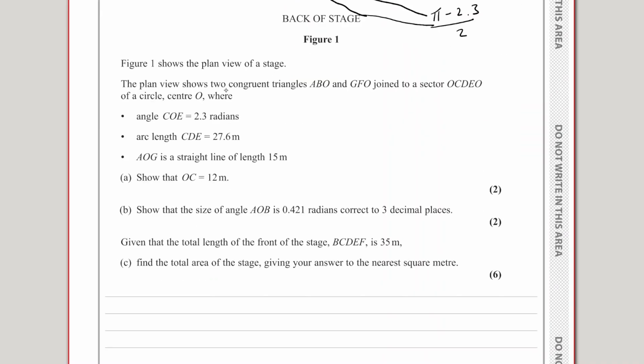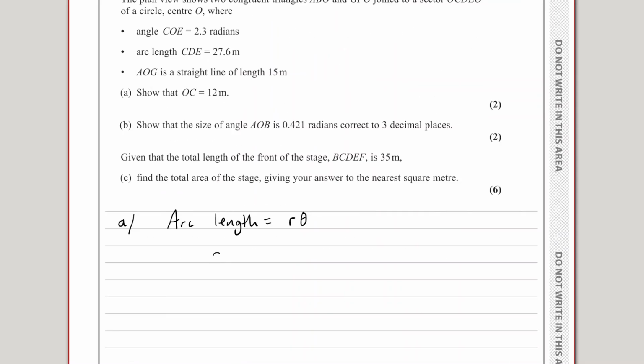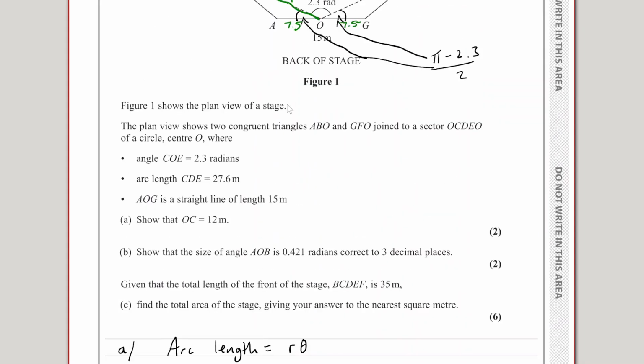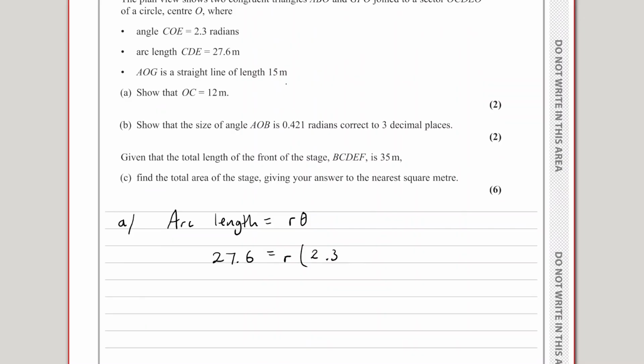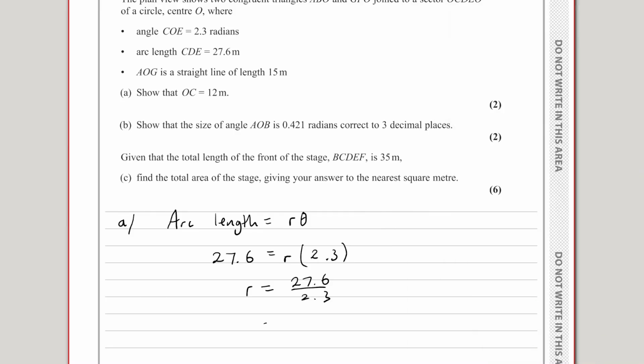So we're in radians. So the arc length is r times theta. And the arc length is 27.6 equals r times theta, which is 2.3. So r is 27.6 divided by 2.3, which is 12.